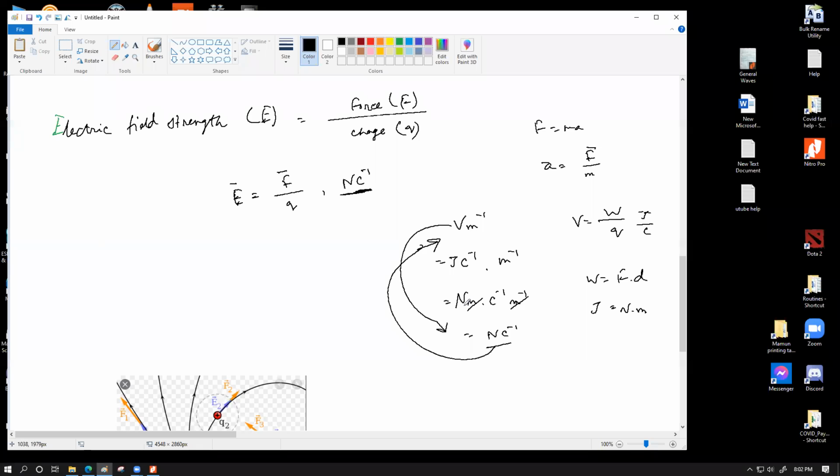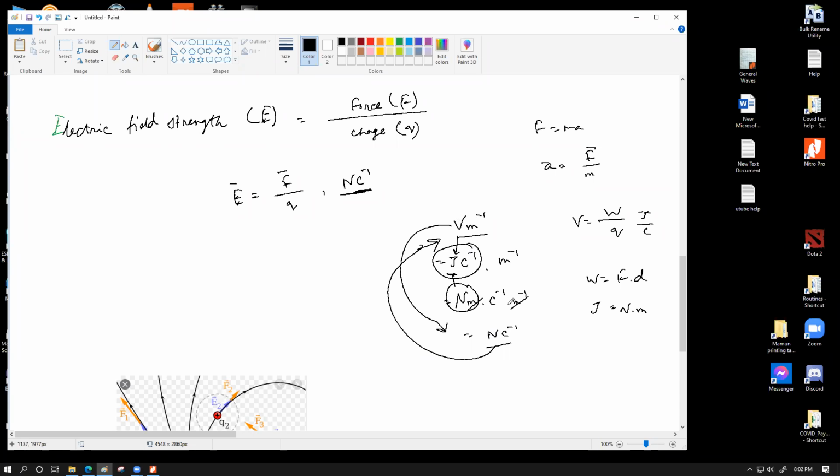It's usually not asked, but if it is asked, you should know what variables you need to work with. If it is asked to prove that volt per meter and Newton per coulomb are the same thing, you can do that. You convert the volt per meter into Newton per coulomb in these two easy steps. First, volt is converted into joule per coulomb, and then joule is converted into Newton meter, and that gives you the whole thing.